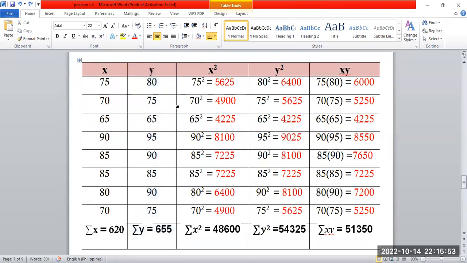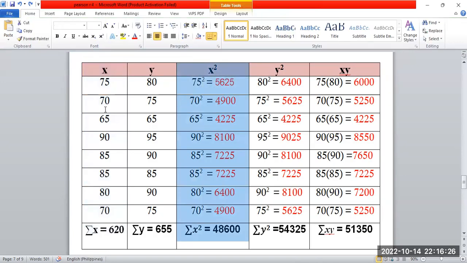Now, we need to solve the x squared and y squared. So, ibig sabihin, i-raise natin by 2 all the x values and the y values. So, let's have first, yan, the x squared or x raised to 2. So, the first one, you have 75. So, ilagay ko na lang dyan kung paano siya na-solve. That's 75 squared. That means 75 times 75. And that is equal to 5,625.